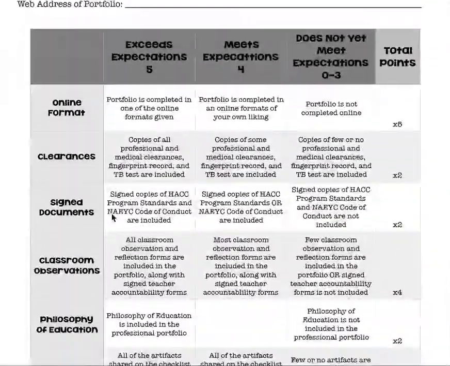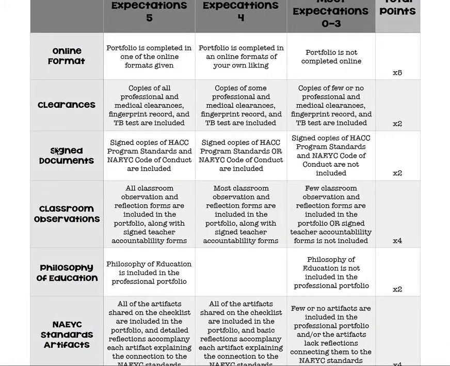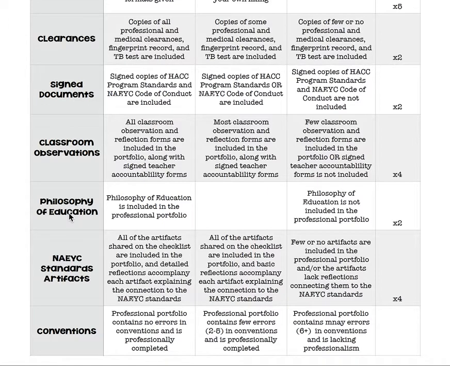So last but not least, this is the rubric for the project. First of all, it must be an online format. You must have your clearances uploaded and your signed documents, just as listed above. I would like all of your classroom observations, teacher accountability signature sheets, and reflections uploaded, your philosophy of education, and then we have that big section on the NAEYC standard artifacts, and one for each of those above. Last but not least, we want it to be a professional portfolio, so we're going to be looking at the conventions to see that it is done professionally.